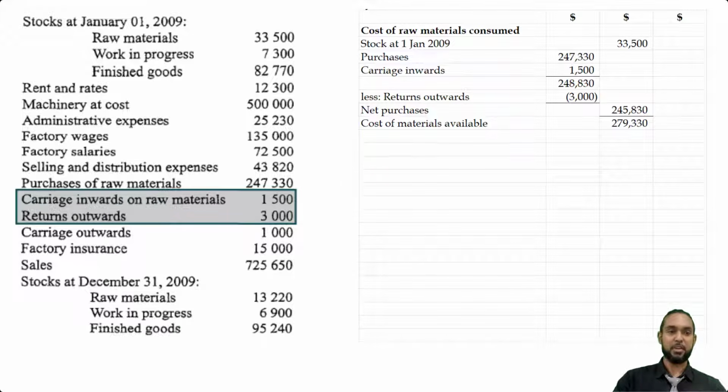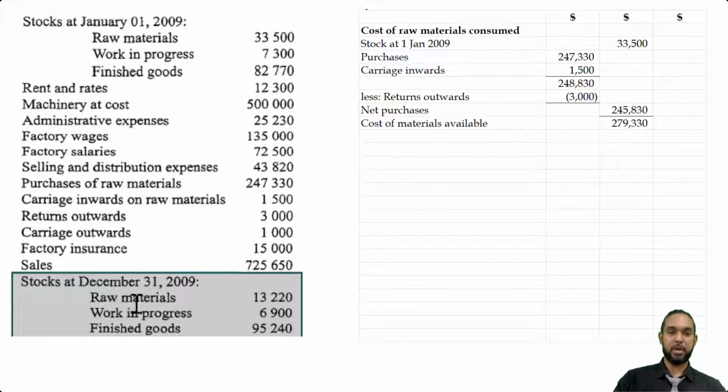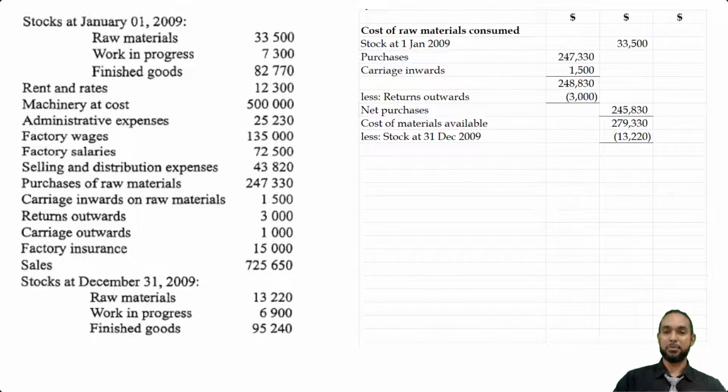Next, we have to subtract the closing stock. So if we scroll down a bit, we're going to find our closing stock right there of raw materials, 13,220. That's going to go right there. And of course, you're subtracting that from your cost of materials available for use to get the cost of raw materials consumed. So that's one of the things they ask for specifically.